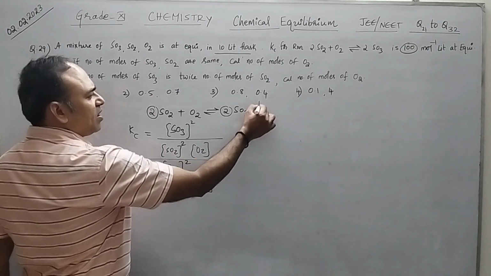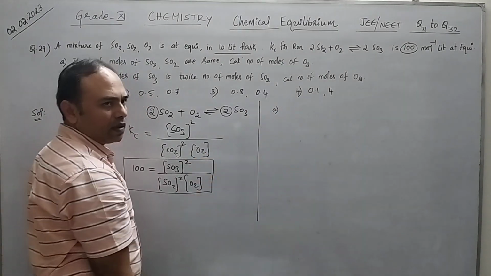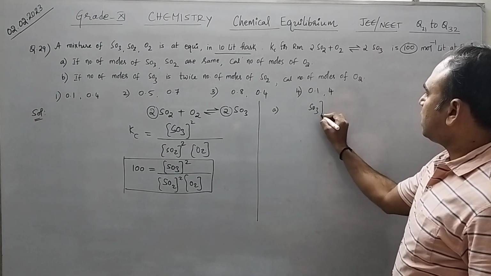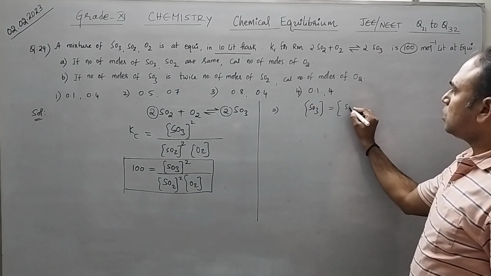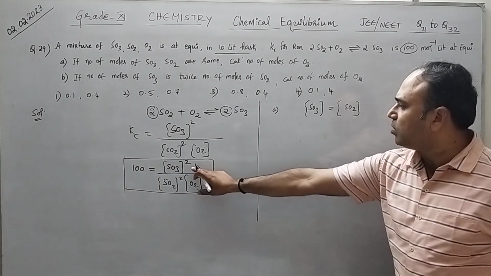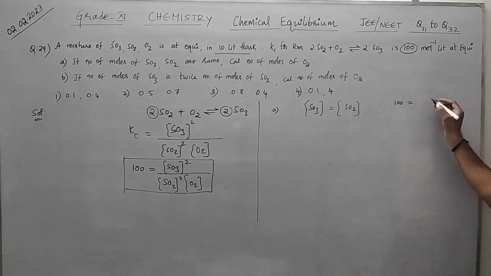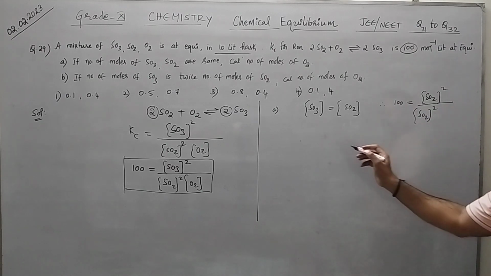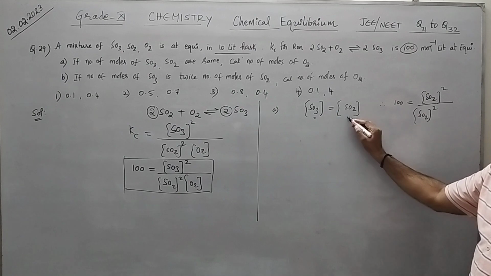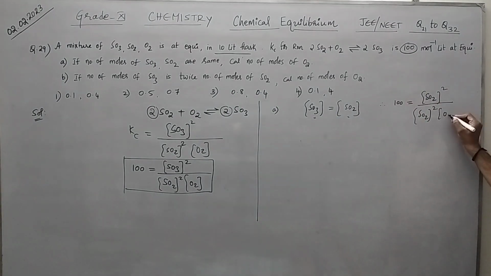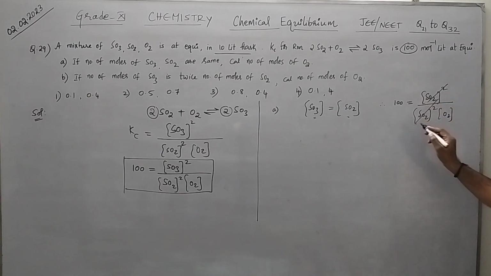Now what they have mentioned, if you take condition A, the number of moles or concentration, you can write like this: SO3 is equal to SO2. Substitute the value of SO2 in this. So therefore 100 is equal to SO2 squared by SO2 squared. What I have done is, in the place of SO3 I have taken SO2 in the same equation, into the concentration of O2. SO2 squared gets cancelled out.